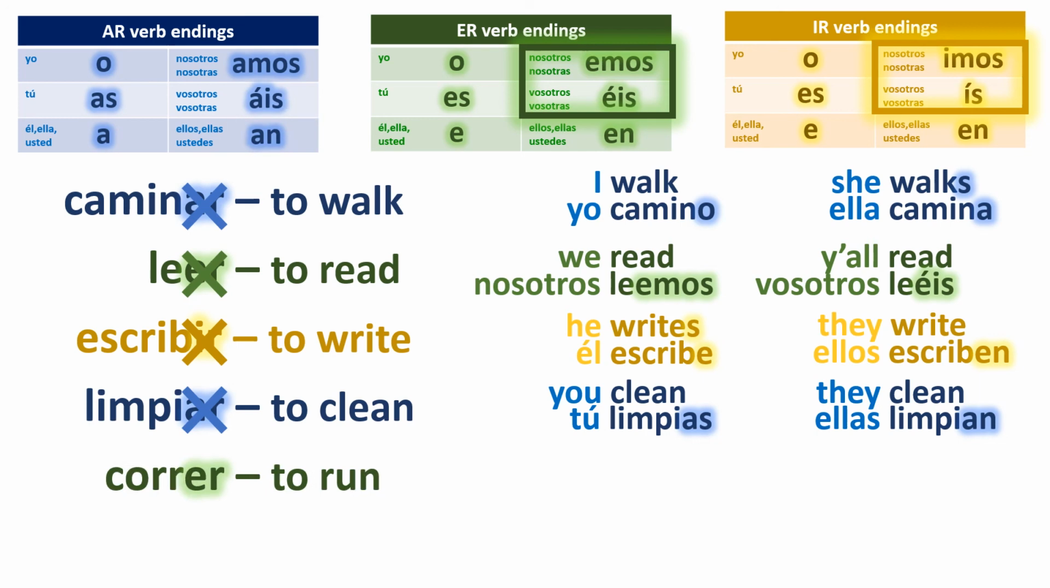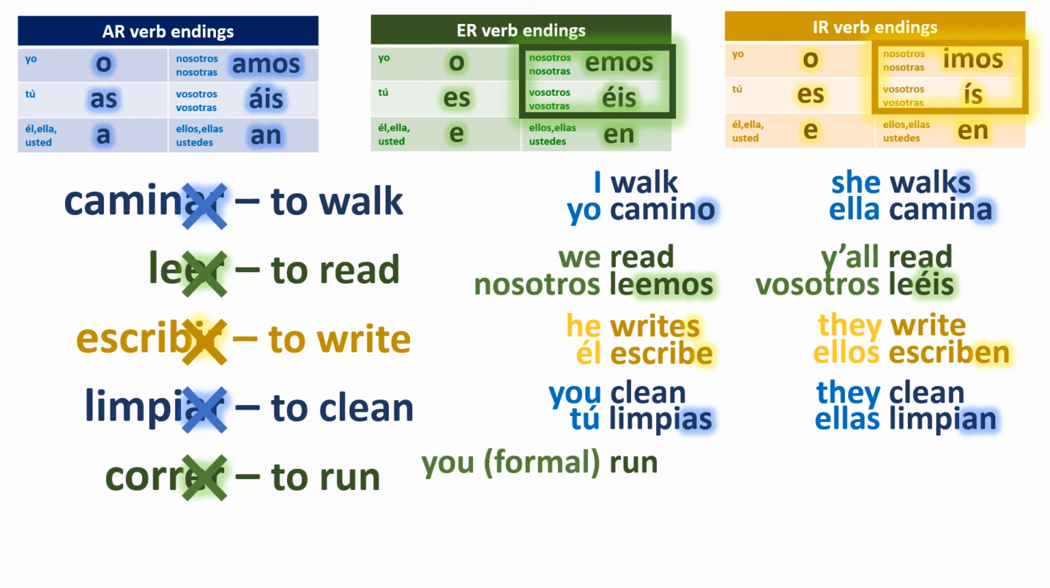Correr means to run in Spanish. Correr is an ER verb. The first step to conjugating correr is to take off the ER. Cor. Cor is the stem or the root of the verb correr.